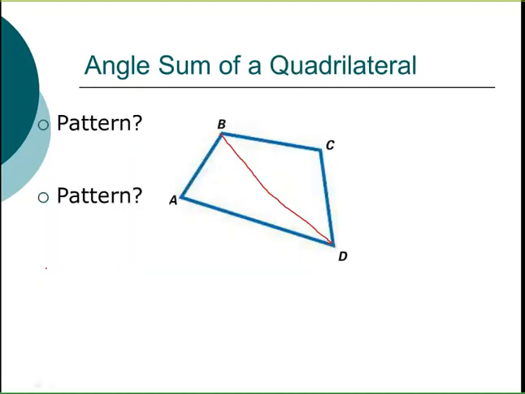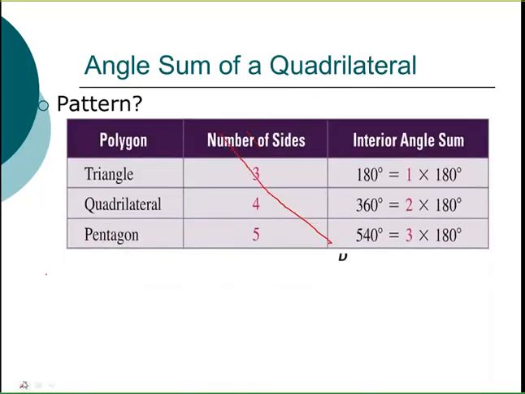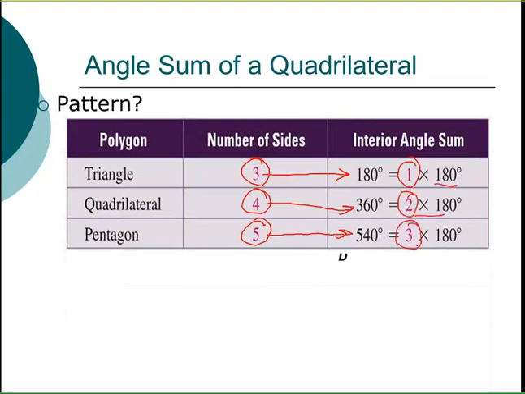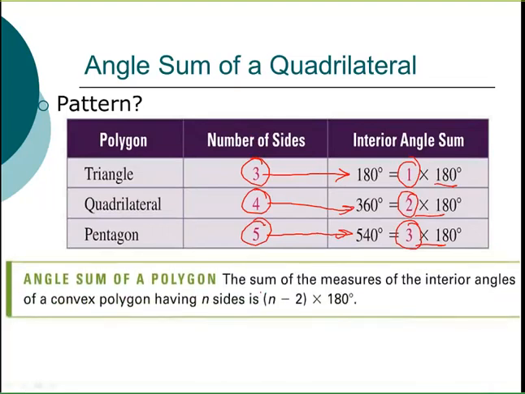Okay. So the pattern: in a triangle there are 3 sides, and that's 180 degrees. In a quadrilateral, there's 360 degrees. In a pentagon, it's 540 degrees. Here's the pattern. It's 1, 180 degrees. It's 2, 180 degrees. It's 3, 180 degrees. The pattern is this theorem: the angle sum of a polygon is n minus 2 times 180 degrees. In other words, how do I go from 3 to 1? I subtract 2. How do I go from 4 to 2? I subtract 2. How do I go from 5 to 3?